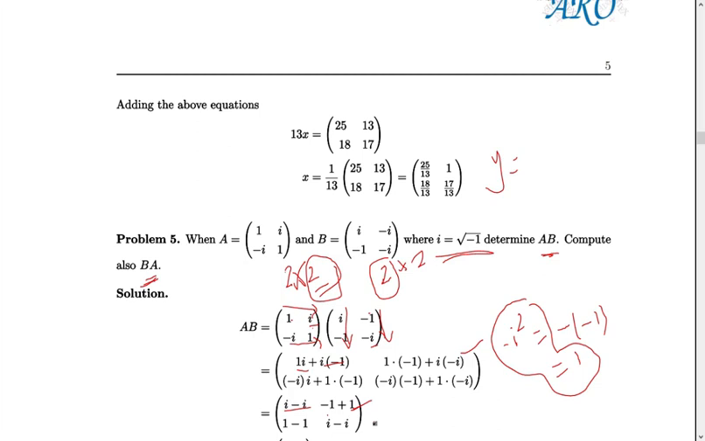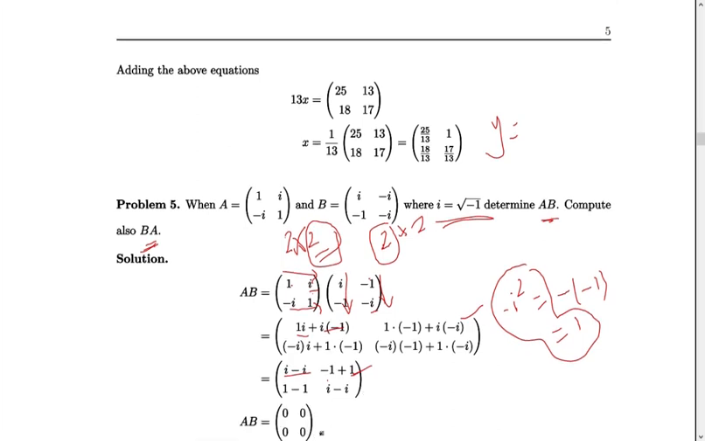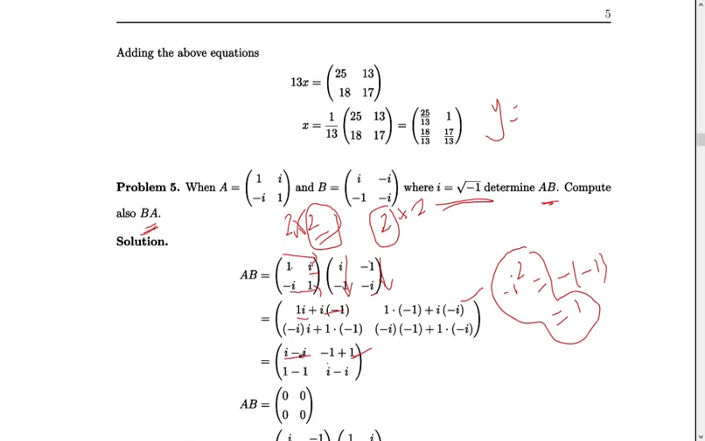1 into minus i, minus i. Okay, then what about this value? AB is equal to i minus i, 0. This value is 0. This is also 0. This is also 0. Therefore AB is equal to the 0 matrix.